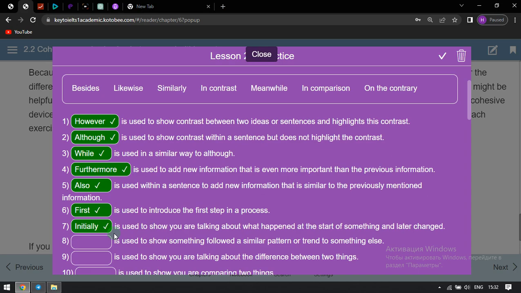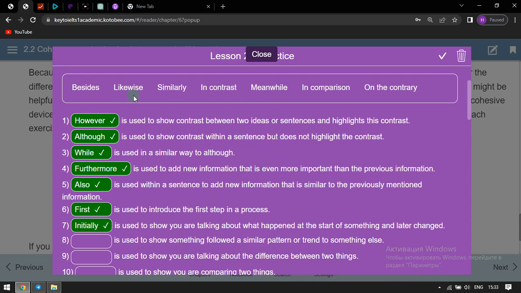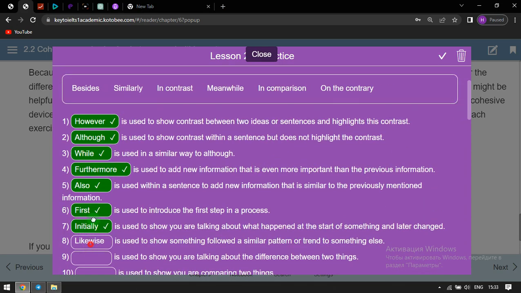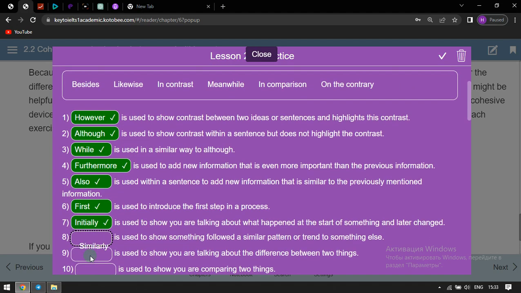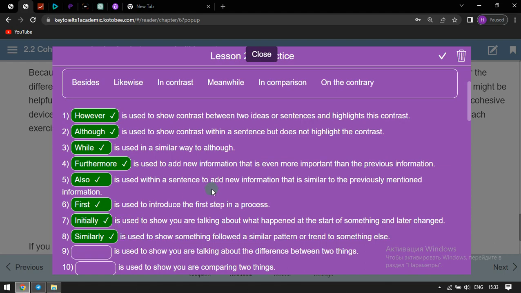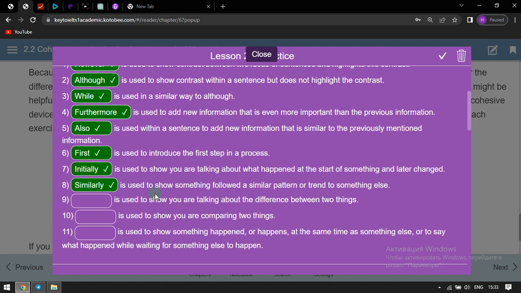First esa dastlab birinchi degan holat bo'ldi. U o'zgarganmi yo'qmi, u narsa muhim emas. Hop, is used to show something followed a similar pattern or trend to something else. Okay, likewise, similarly. Similarly. o'xshaydi bir-biriga. Hop, is used to show you are talking about the difference between two things.